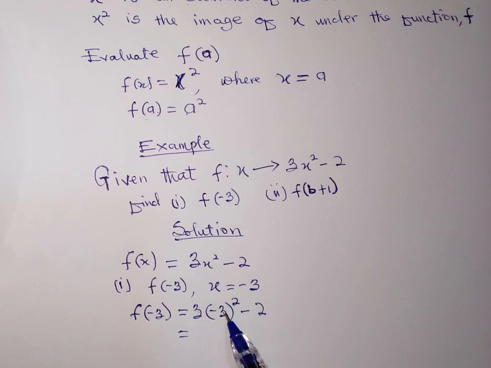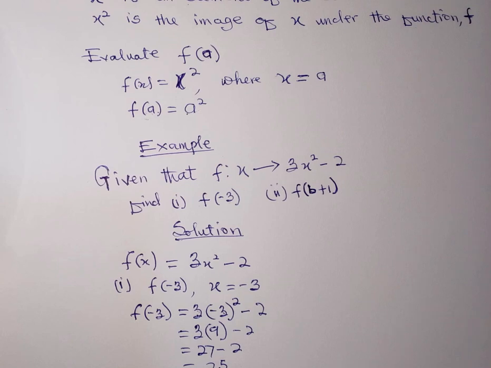So what is negative 3 squared? I'll write my 3 here and then square this, and this becomes positive 9 minus 2. And what is 3 times 9? It gives me 27 minus 2, which finally gives me 25. Good. So this gives our answer. It's very simple, right? Great.